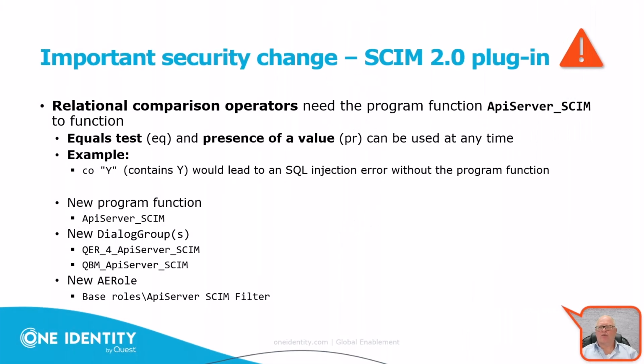Our SCIM connector version 2, that means the plugin for that specific thing, was upgraded in security as well. And here, as you can easily see, the functionality relational comparison operators was assigned to a program function like we discussed before. That program function is known as API server SCIM, and is assigned to the dialog groups QER for API server SCIM or QBM API server SCIM, and for the role-based access assigned to a new application role, which is named API server SCIM filter.